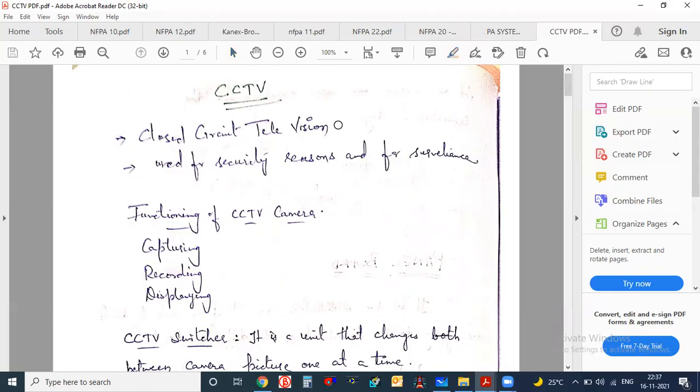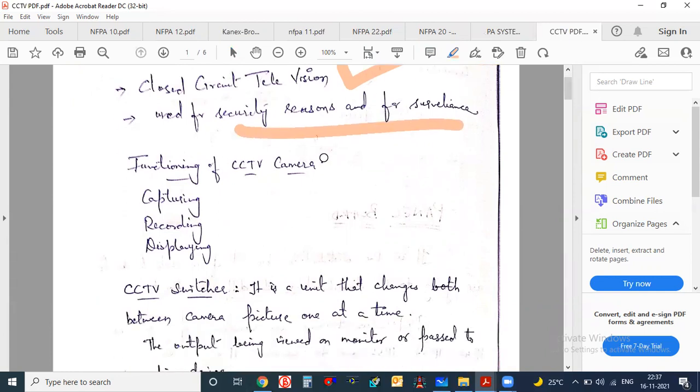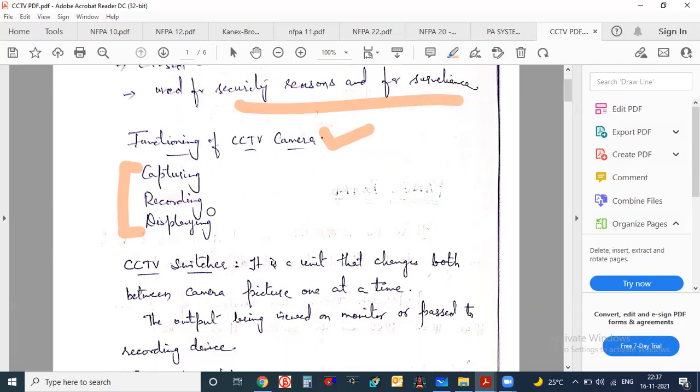The meaning of CCTV is closed circuit television. It is used for security reasons and for surveillance. What is the functioning of CCTV? It will capture the image, record the image, and display the image. Simple. Nowadays, you can see near traffic control or in any highly sensitive areas, 360-degree rotating CCTV cameras, which can capture all 360-degree images. So that is also a new type of CCTV camera.